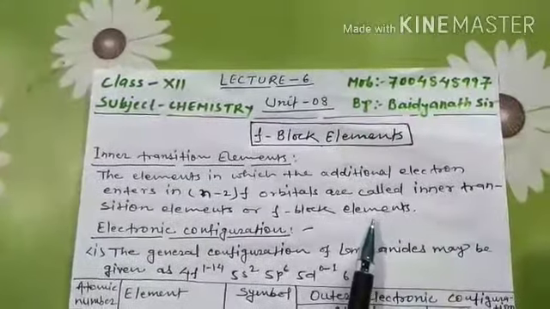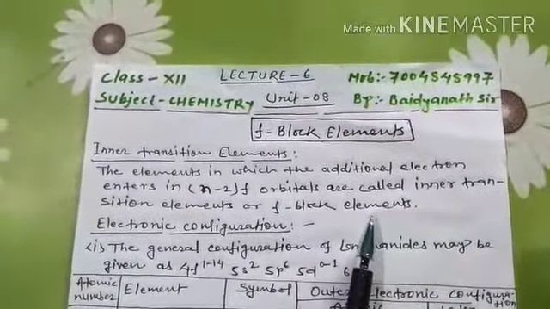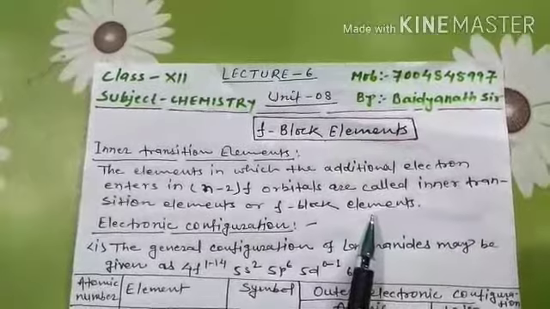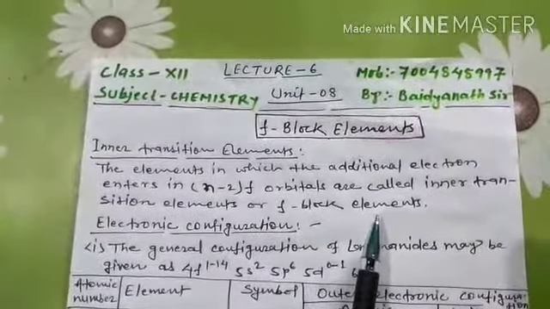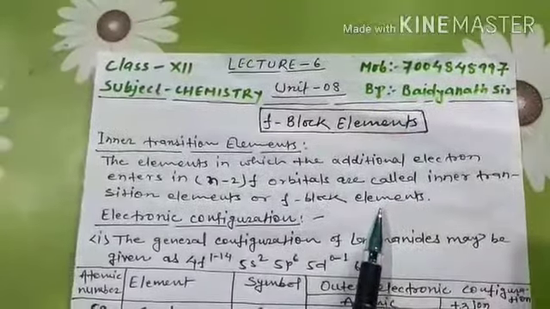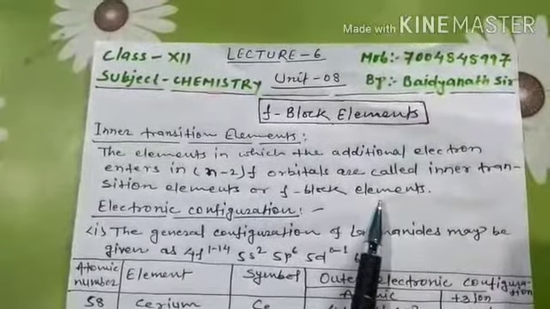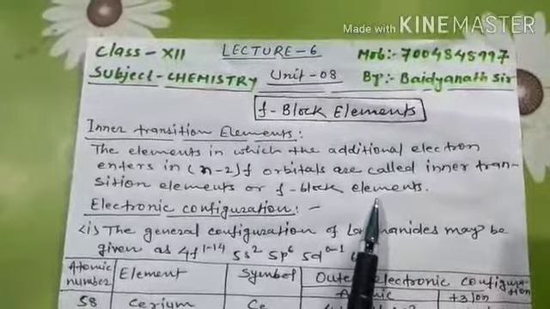In other way, you can also define F block elements. Those elements in which the last electron goes into F orbitals are called F block elements.